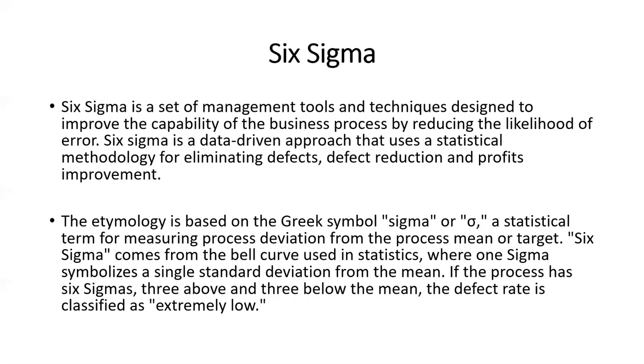If the process has 6 sigma above or below the mean, the defect rate is classified as extremely low. If the value of sigma is above 3, it will be said that the defects are extremely low.